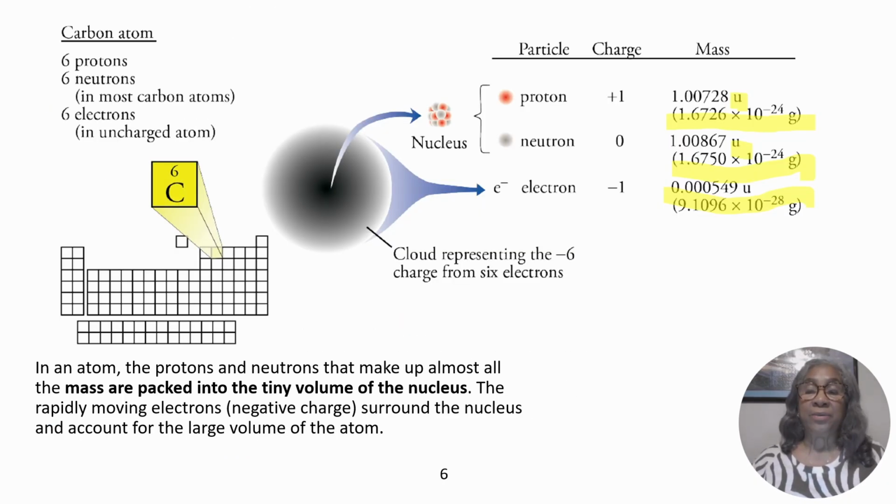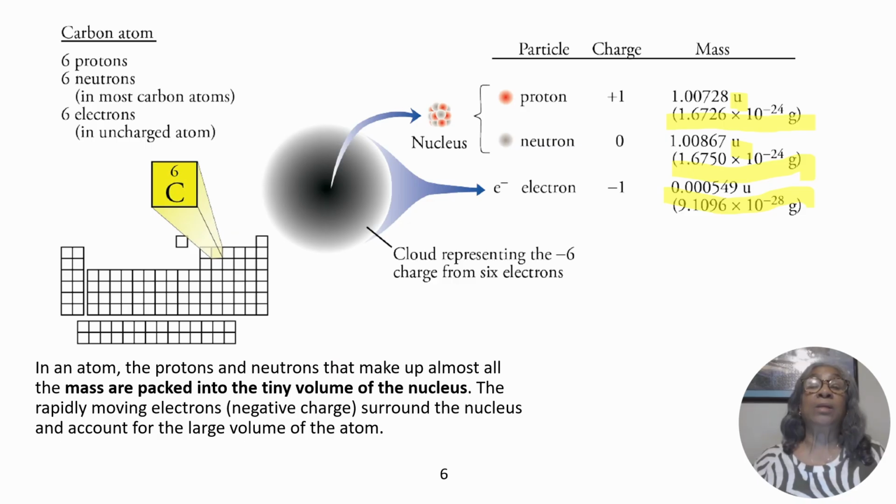The mass of the electron, when compared to the mass of the proton, is so small that it can be considered as zero. The actual value of the mass of the proton and the neutron is 1.007 atomic mass unit, and one atomic mass unit is equal to 1.6 times 10 to the negative 24 grams. That is so small that it's better to use the values of +1. Now the mass of the electron is 10 to the negative 28.